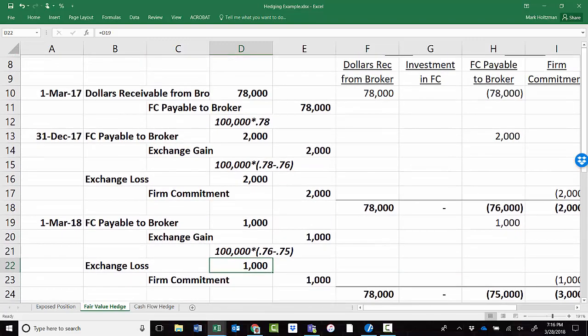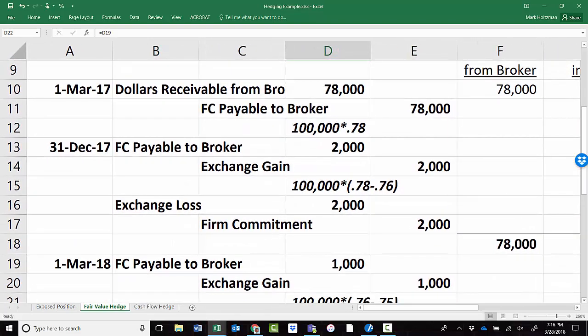First thing is exactly the same. I book my dollars receivable from broker, $78,000, because the broker is going to give me $78,000 for my 100,000 euros. I credit foreign currency payable to broker for $78,000 because that's what 100,000 euros is expected to be worth on March 1st, 2018. December 31st, the forward currency value of the euro drops to 76 cents. So the amount of the liability for the foreign currency payable to broker goes down by $2,000, and I book a gain for $2,000.